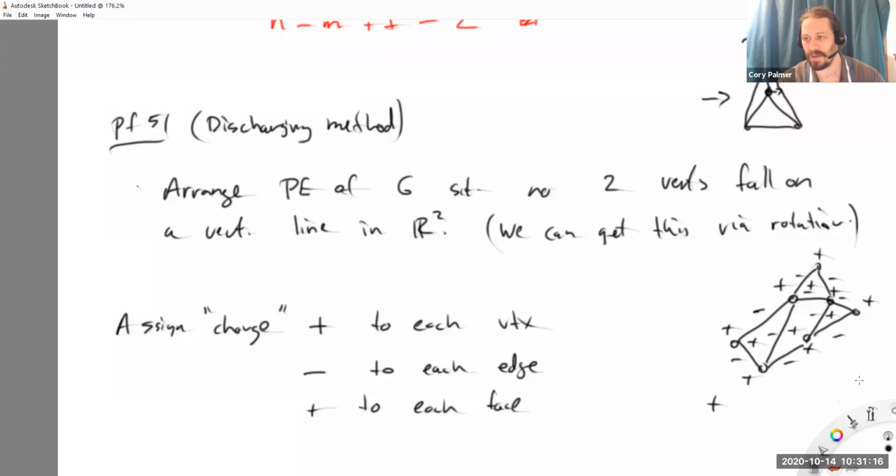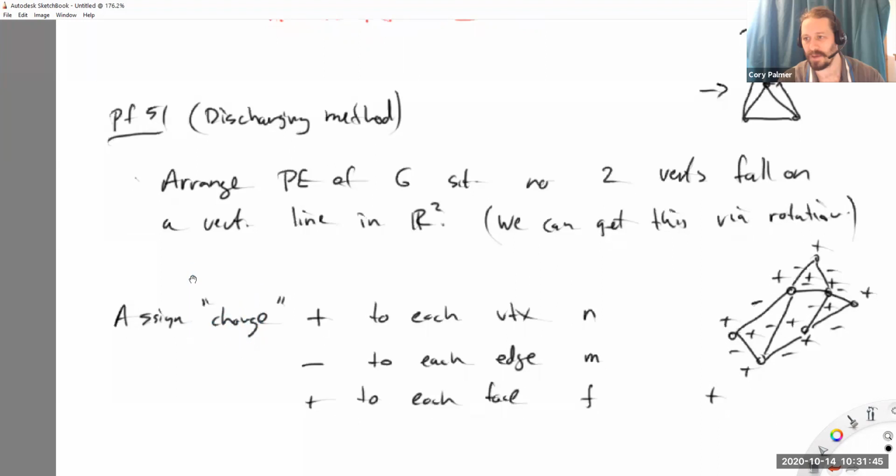And what I'm going to show is that these pluses and minuses, if I cancel a plus with a minus, everything here cancels except for two pluses. And that actually will prove my theorem, right? Because I have n pluses, m minuses, and f more pluses. If I add these three quantities, n minus m plus f, that's the total number of charges there. If the charges cancel and I'm left with 2, then these three numbers sum appropriately to 2.